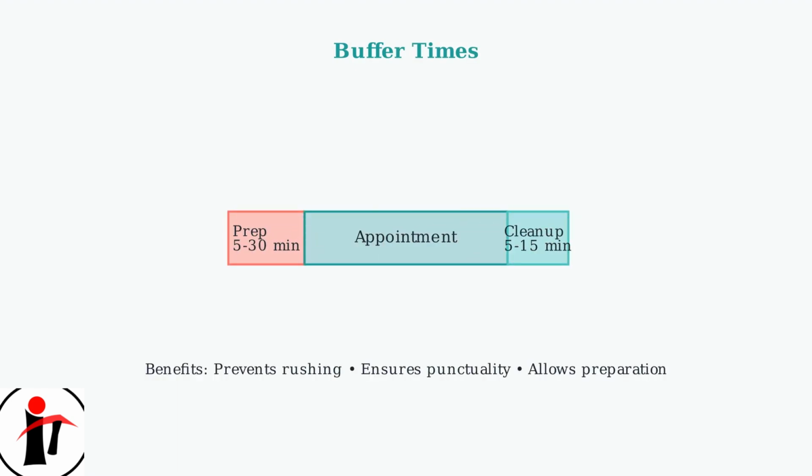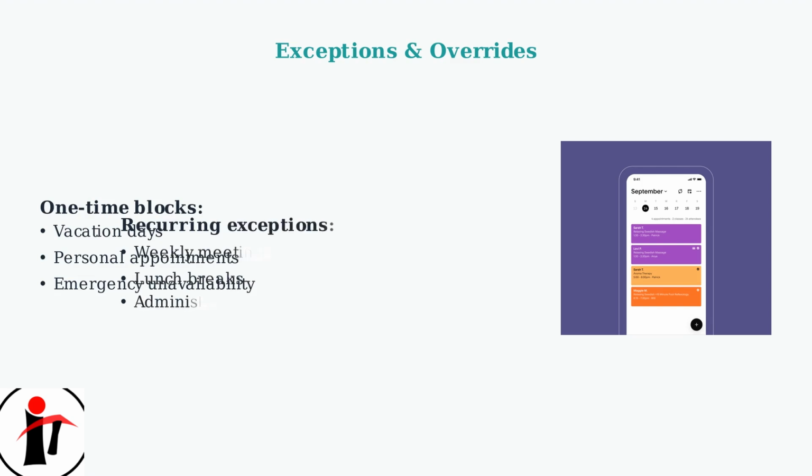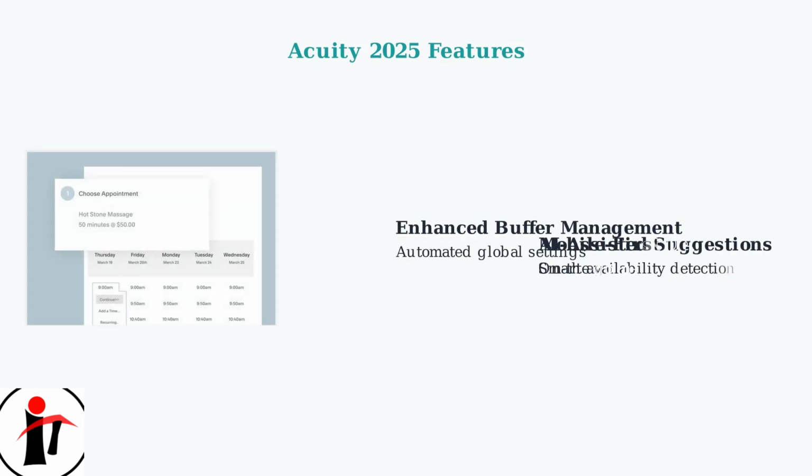They include preparation time before appointments, typically 5 to 30 minutes, and cleanup time after appointments, usually 5 to 15 minutes. Exceptions and overrides handle special circumstances like vacation days, recurring meetings, or emergency unavailability. These allow you to temporarily modify your standard availability patterns. As of 2025, Acuity remains a leading scheduling platform with enhanced features including improved buffer management, AI-assisted scheduling suggestions, and a mobile-first design for easier schedule management.